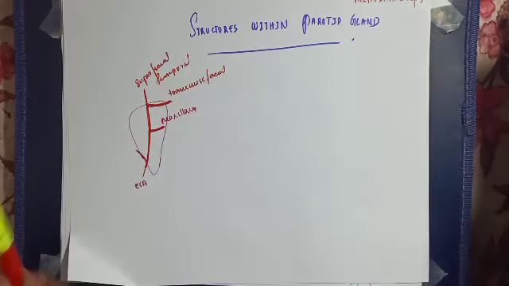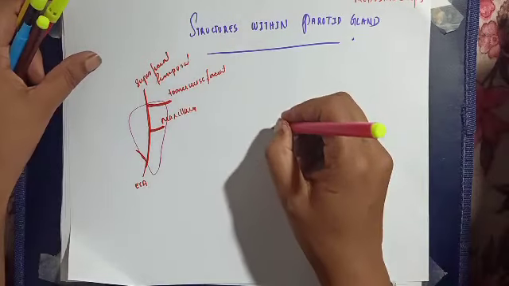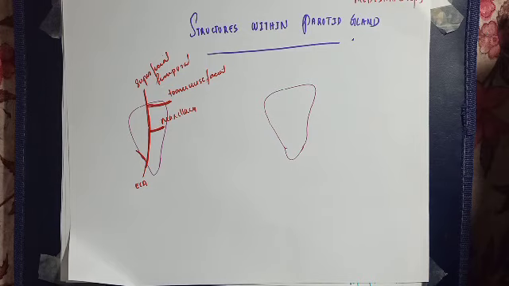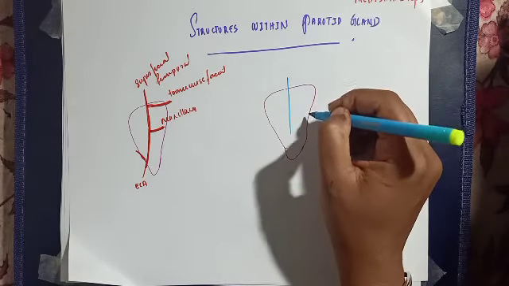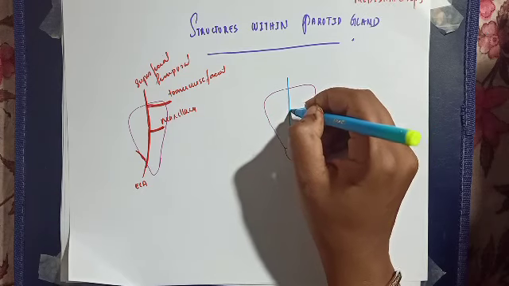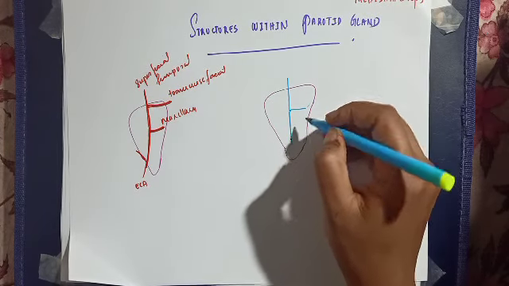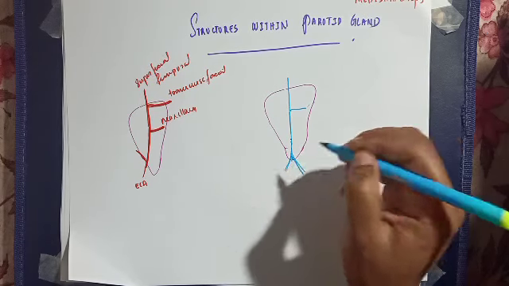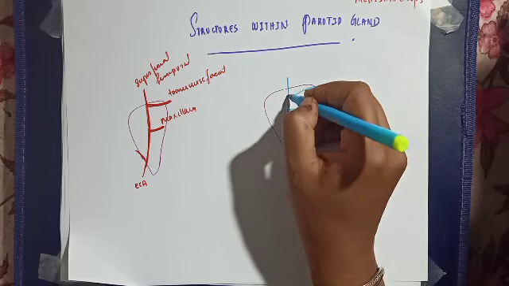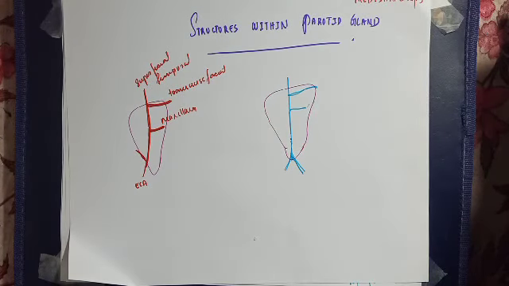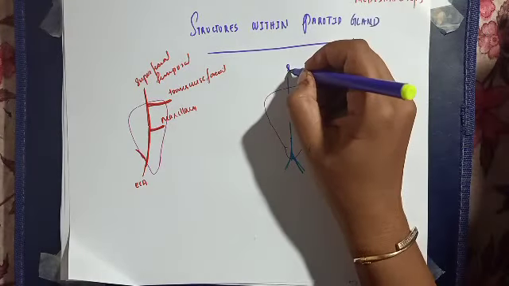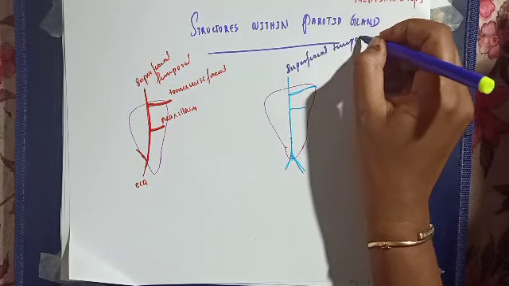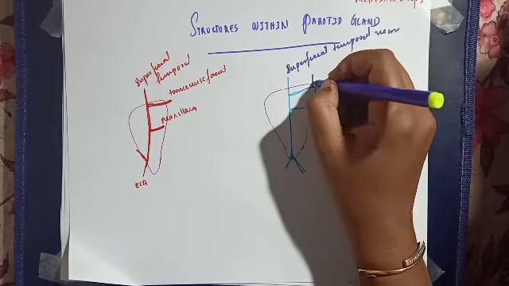Now if you see the veins here, you know that the superficial temporal vein and the maxillary vein join together to form the retromandibular vein. This again divides into an anterior and posterior division near the apex of the gland. We have another vein here, that is the transverse facial vein. So these are the veins which are located within the parotid gland. This is the superficial temporal vein, and you have the transverse facial vein.